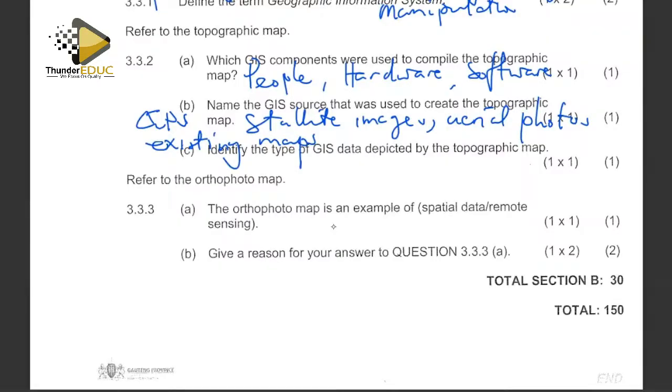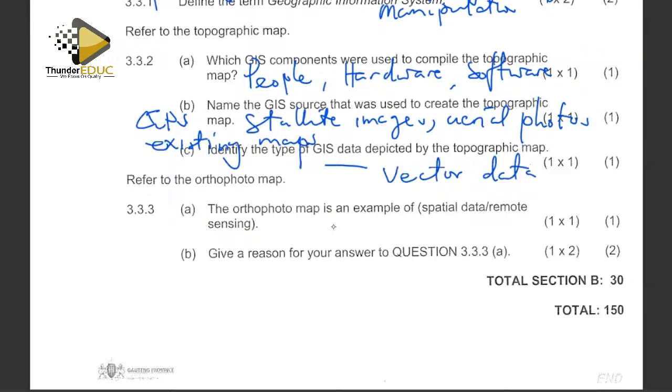Identify the types of GIS data depicted in the topographic map. The type of GIS data in the topographic map. The GIS data there is vector data. The topographic map is an example. The orthophoto map is an example of, right, this question is tricky because both the aspects are applicable to the orthophoto map. It is a spatial data and also it's a part of remote sensing. The information is gathered through remote sensing, or we can say it's spatial data. But for the sake of this discussion, I want to use spatial data.